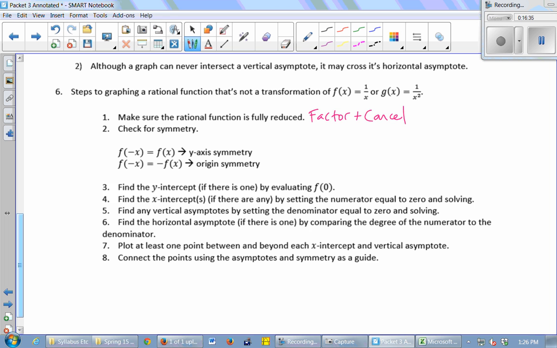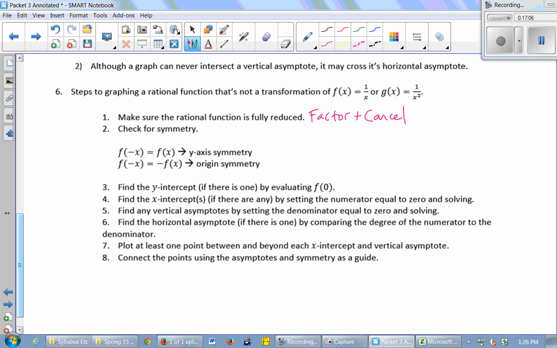Okay. Then check if there's any symmetry, because if you have some symmetry, you really only have to graph half of it. And then you can just copy the other half using symmetry. Step 3, find the y-intercept, if there is one, by plugging 0 in for x. Step 4, find x-intercepts by setting the numerator equal to 0 and solving. You only have to set the numerator equal to 0 because the only way a fraction can equal 0 is if its numerator equals 0.